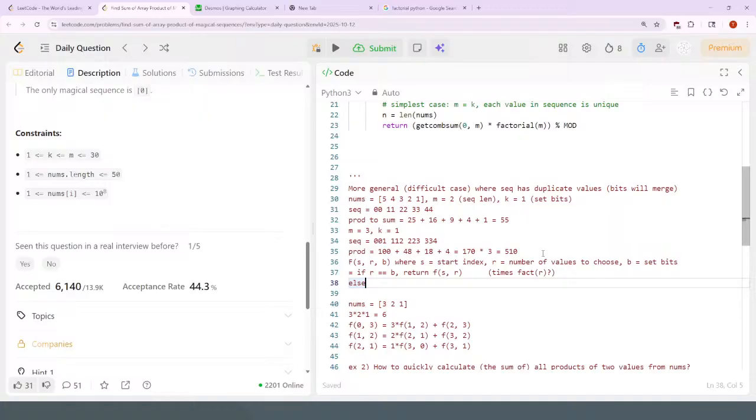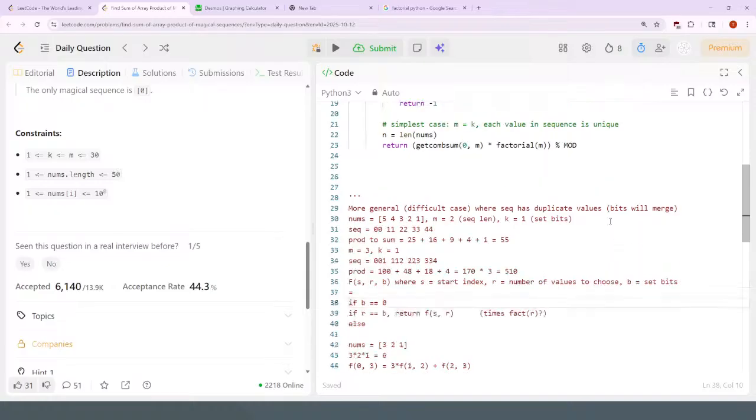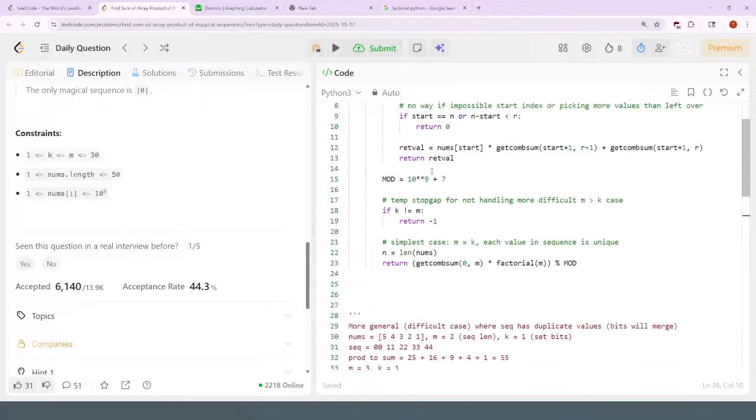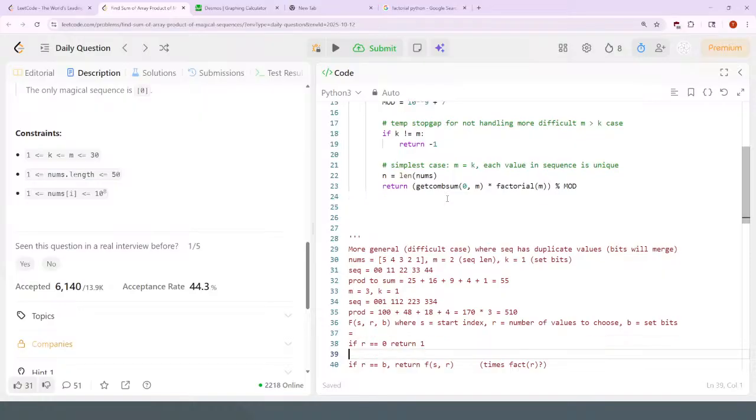I guess the other base case, if B is 0, then okay. B is 0, then I think that's the base case. So you're getting 0 bits. Wait, the base case here was if R is 0. If R is 0, return 1. I think that's still fine.